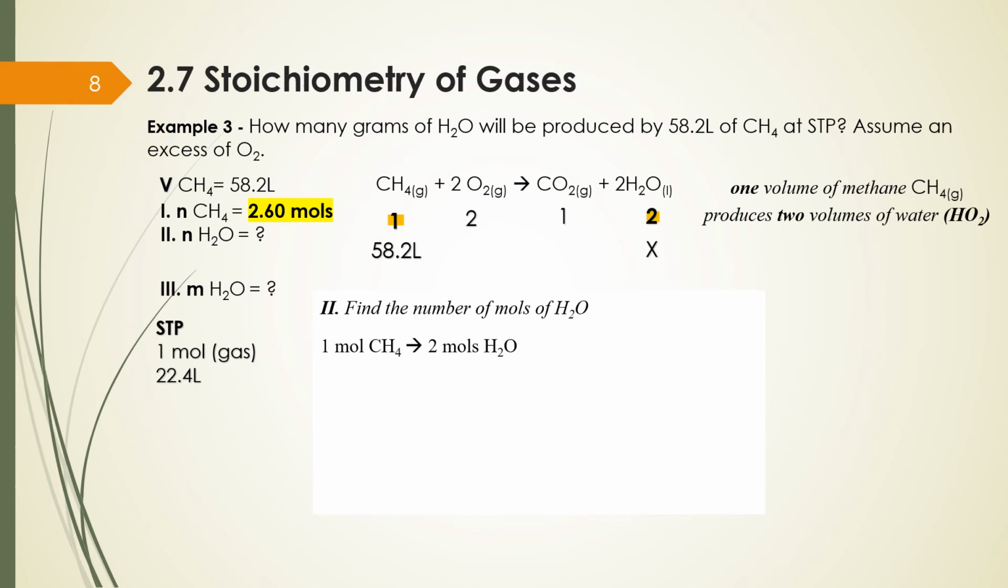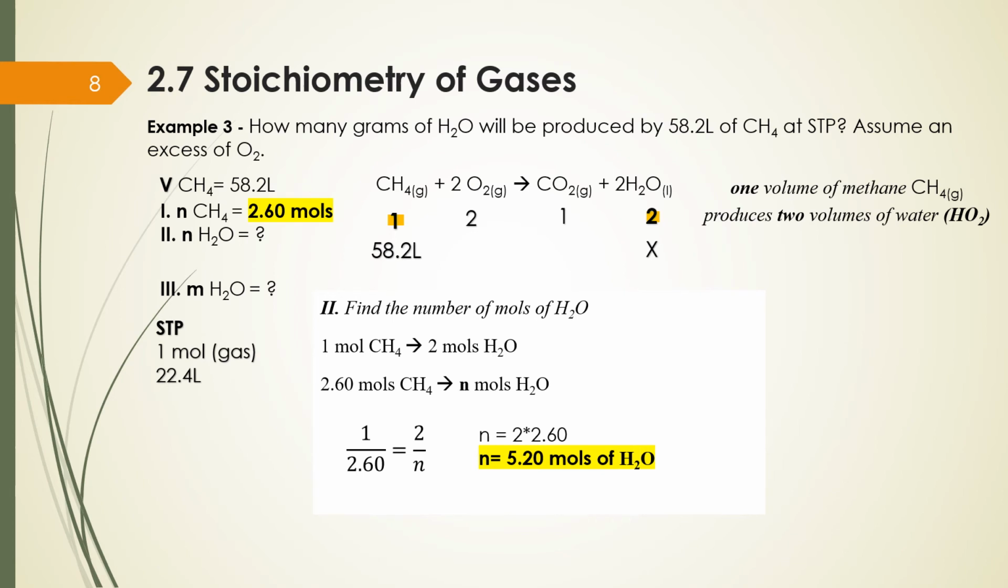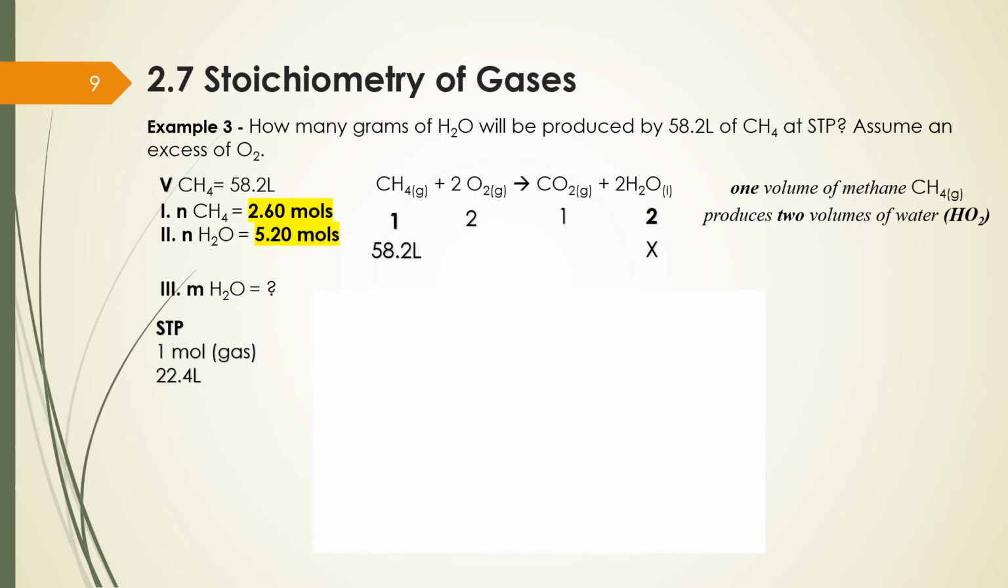And how many moles of CH4 do I have? Yes, 2.6 moles. So I don't have just 1, I have 2.6. So I want to calculate how many moles of water I have. Plugging again, 1 over 2.6 equals 2 over N. So N is 2 times 2.6. So N is equal to 5.2 moles of water. Okay, so my second step is, so I have now the number of moles of methane, the number of moles of water. But it's finished? No, because it's asking me the grams of water.